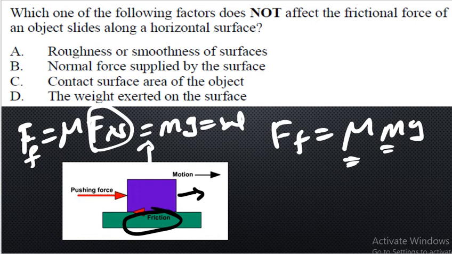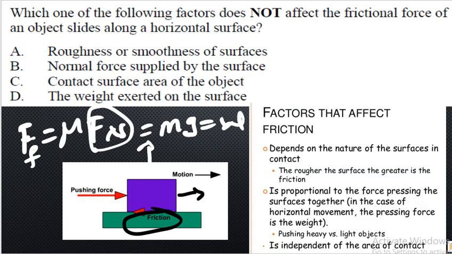So generally, factors that affect friction: the first one depends on the nature of the surface. That means the rougher the surface, the greater the friction. So the first one, A, says roughness or smoothness. That's correct. And again, it is proportional to the force pressing the surface, or in case of horizontal, the pressing force will be the weight. So D, the weight exerted on the surface, it affects, yes.